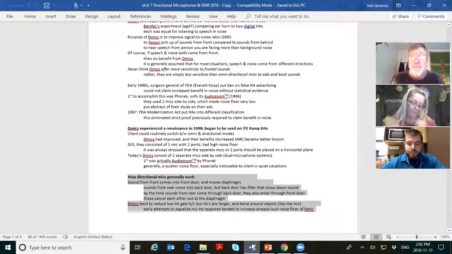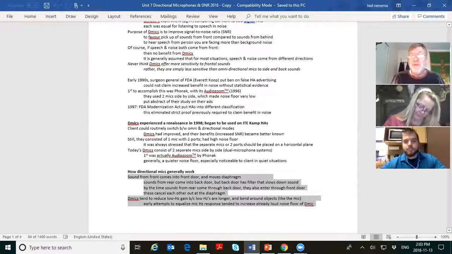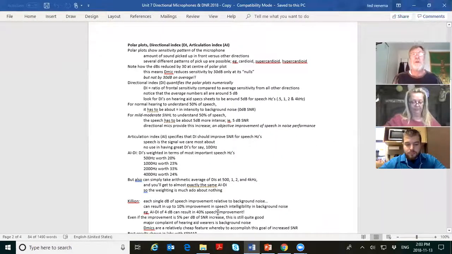That's what we covered. E-mics, how they work. So the picture that I showed you, the moving pictures in the PowerPoint, essentially are highlighting what's written at the bottom of that page. So there's no need for me to go into all of that. We've shown it already. So now we're moving on, top of page 2. Polar plots, directional index.